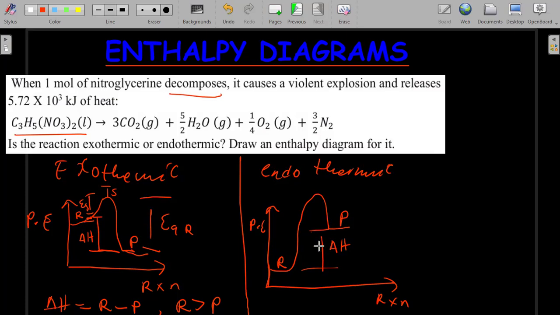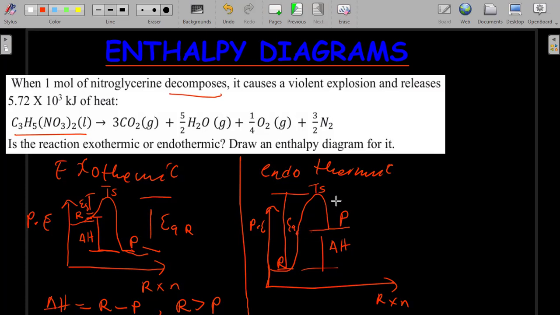Then we also have the activation energy, the forward activation energy. So the amount of energy you need to produce the products there. So in this case, we have a transition state, which is here. So the forward activation energy is going to be that one. That's the amount of energy that we need to overcome for us to get our products there. So this is the forward activation energy.